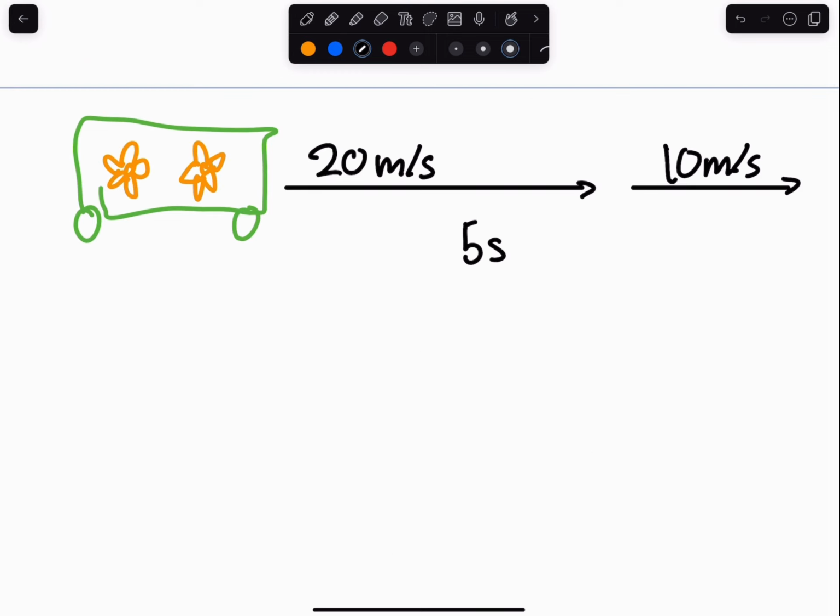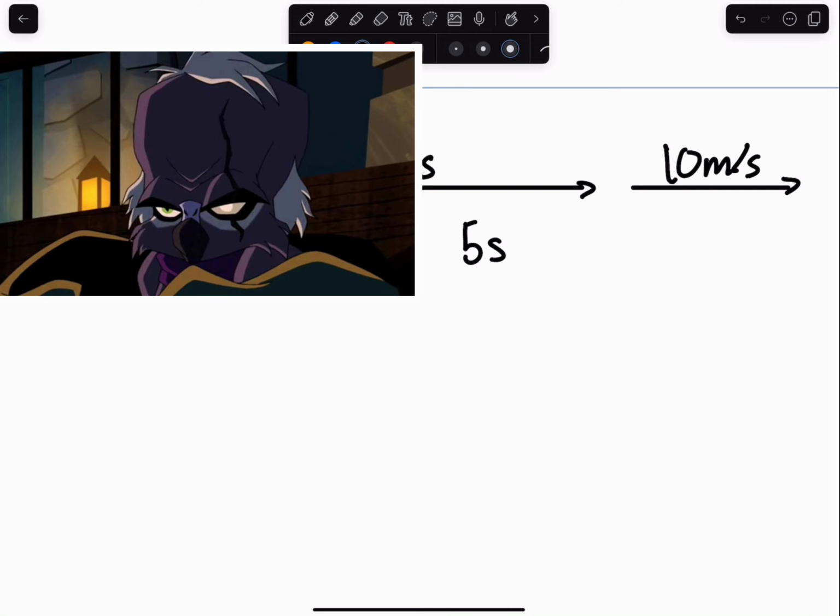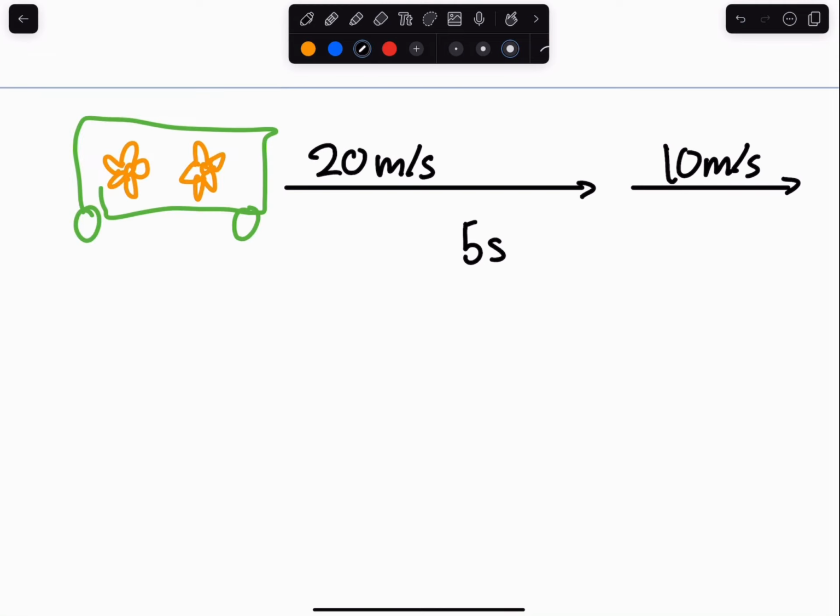Now, just for the fun of it, let's reverse this scenario and say that Professor Pericles shows up in front of the Mystery Machine, and Fred slams on the brakes, going from 20 meters per second to 10 meters per second in 5 seconds. Let's try calculating average acceleration one more time.